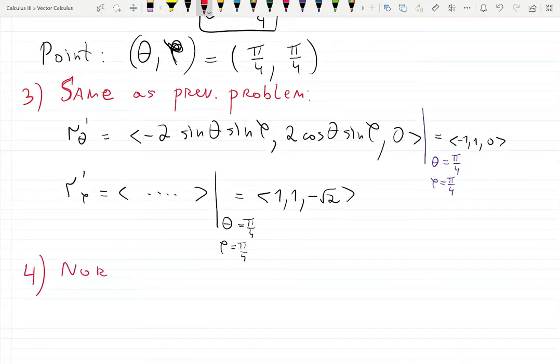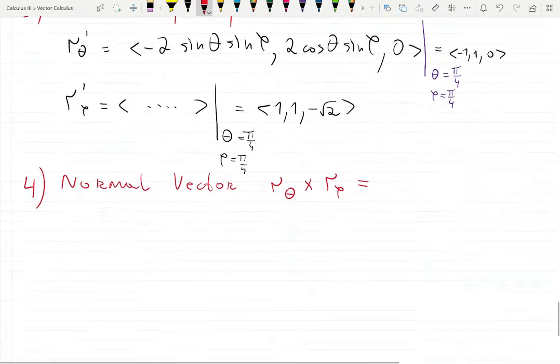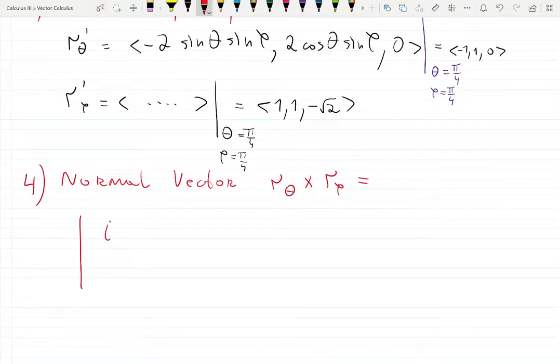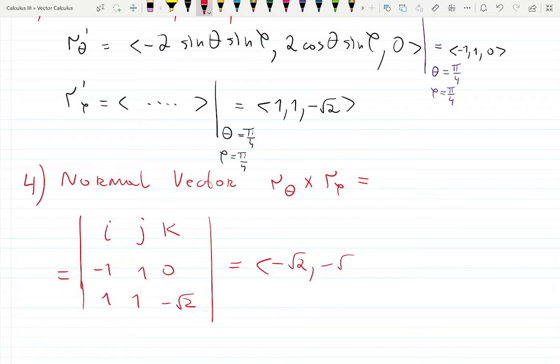Just like we did before, normal vector is a cross product of R_u times R_v, but in this case it's R_theta times R_phi. Cross product comes from the determinant i, j, k, minus 1 and 1, 0, and what we just found, 1, 1 and minus square root of 2. Carefully calculate this: minus square root of 2, minus square root of 2, and minus 2.